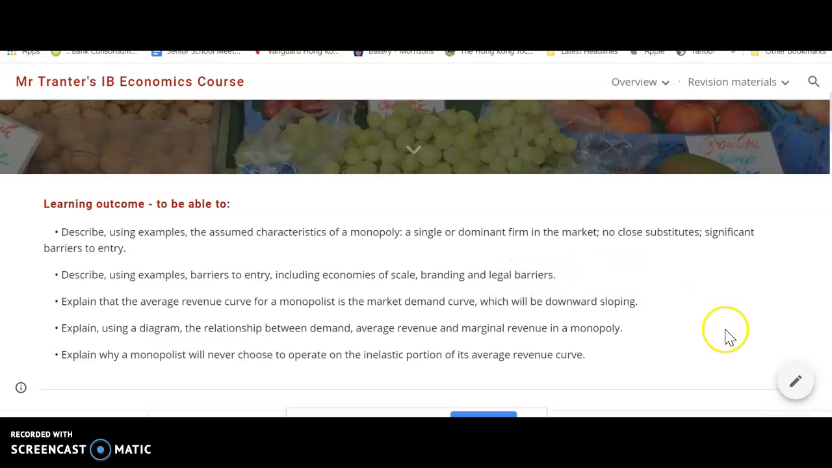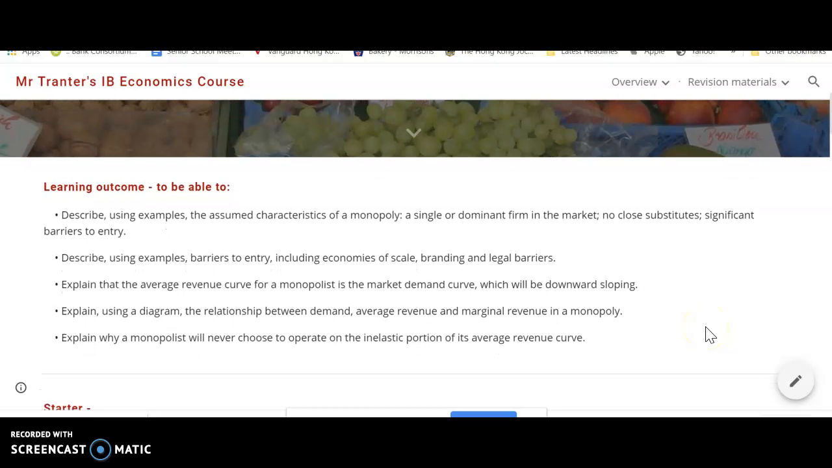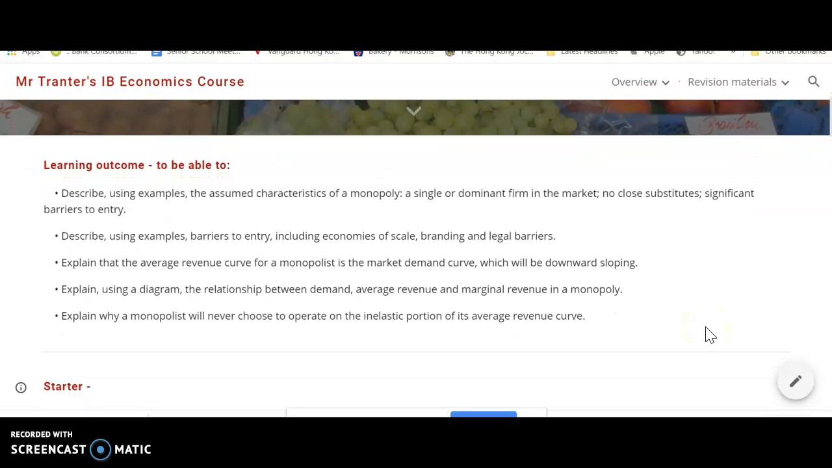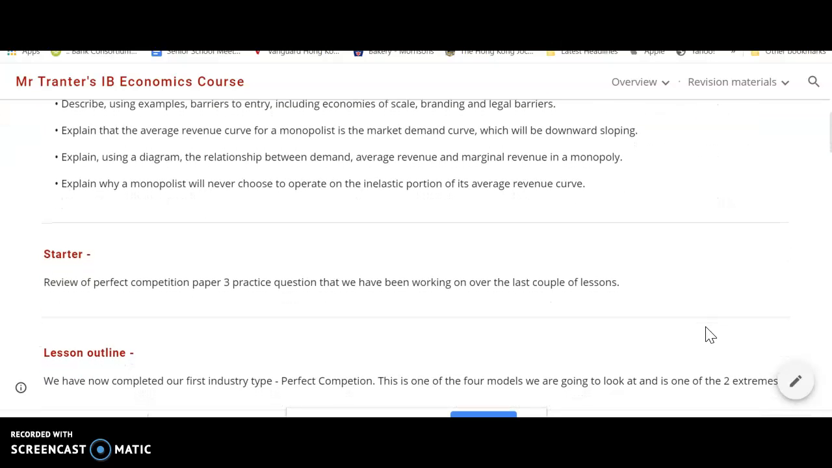You need to be able to describe what different types of barriers to entry exist. And then we need to start to look at monopoly diagrams and how monopoly diagrams are different to perfect competition diagrams. So now the average revenue curve is going to be downward sloping, and the marginal revenue curve is going to be downward sloping as well, but at twice the rate as the average revenue curve. So the marginal revenue and average revenue curves are going to diverge. And finally, to be able to explain why a monopolist will never choose to operate on the inelastic portion of its average revenue curve. Okay, so those are the key points from today.